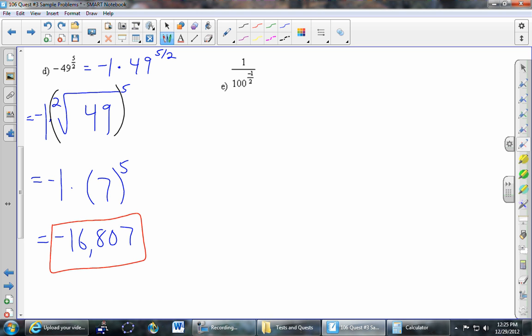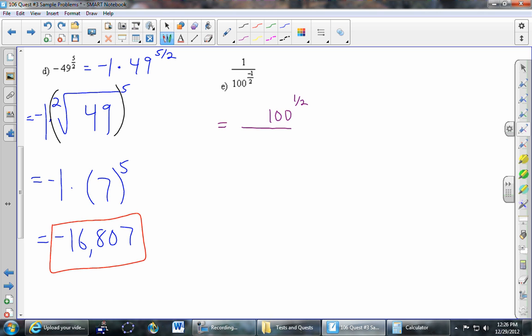Part E, 1 over 100 to the -1/2 power. If I see a negative power, I think of motion. That 100 is on the bottom. It moves to the top. And simultaneous to moving it, you change the sign on that power. So the -1/2 on the bottom is the same as a +1/2 as a power up on top.